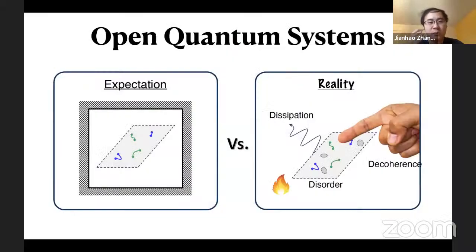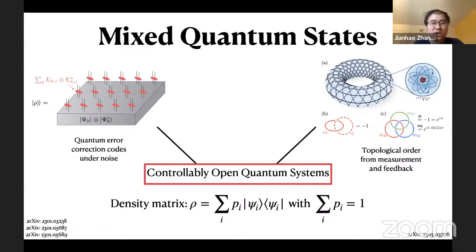significantly change the properties of the physical system we're talking about. So that's why we should take care of the open quantum system and the corresponding physics in there. So the physical states in the open quantum system should be mixed states rather than the pure states we were talking about in the previous study.